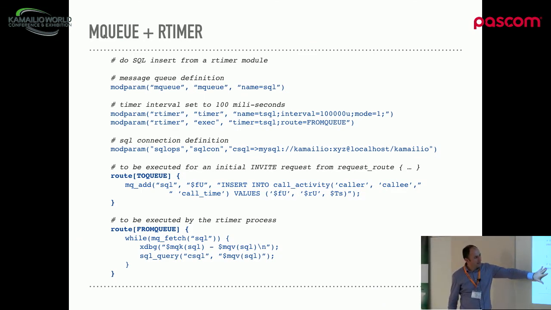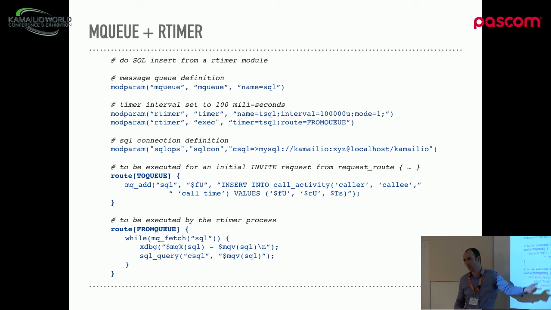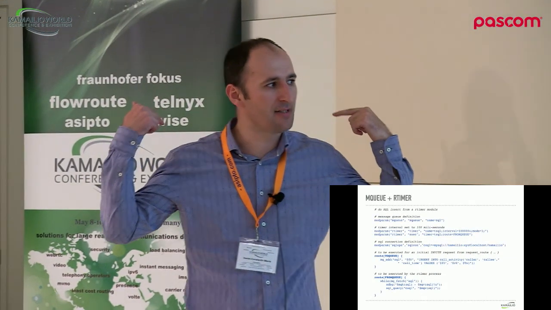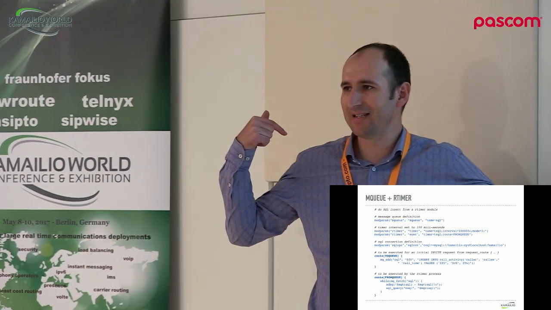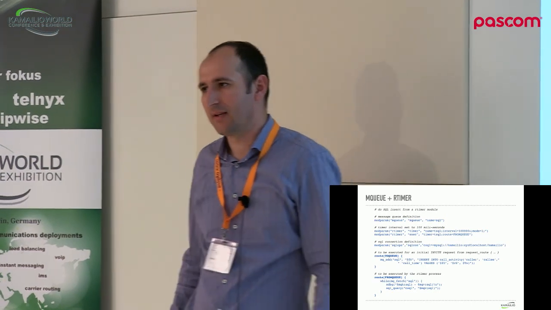And the timer will pick it up from the queue in this route block. So we'll fetch it from the queue name, and then we just execute it, using the connection ID from SQL Ops. And now we take only the value. So practically it will be this, from the insert to the end, with the variables already expanded by the other process, because this timer process doesn't see that invite. And it's just executing the query.